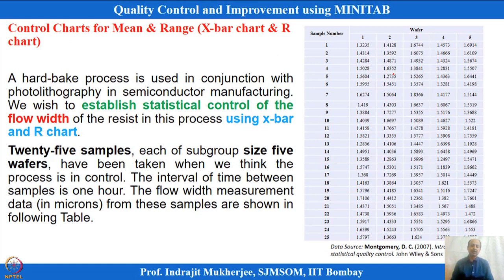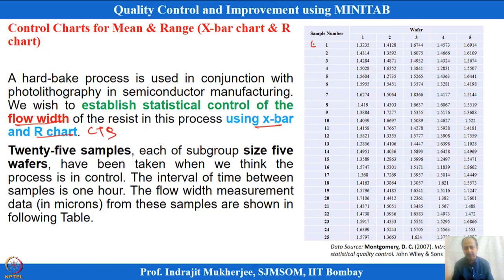Okay. So here we will take a specific example to illustrate this, taken from Montgomery's Statistical Quality Control book. It says a hard bake process is used in conjunction with photolithography in semiconductor manufacturing, and we want to establish statistical control. For that, some data was gathered, and flow width is the parameter which was monitored. This is the CTQ which was monitored, and we want to use an X bar R chart for this process.